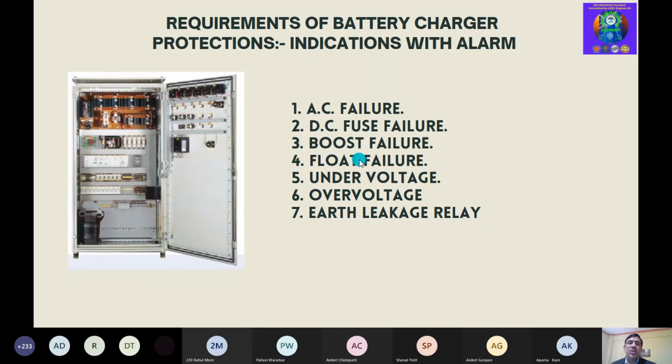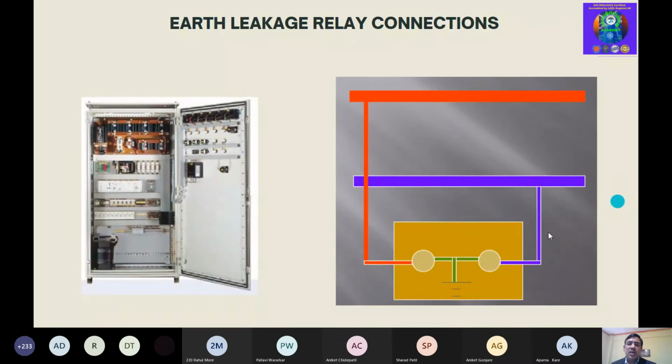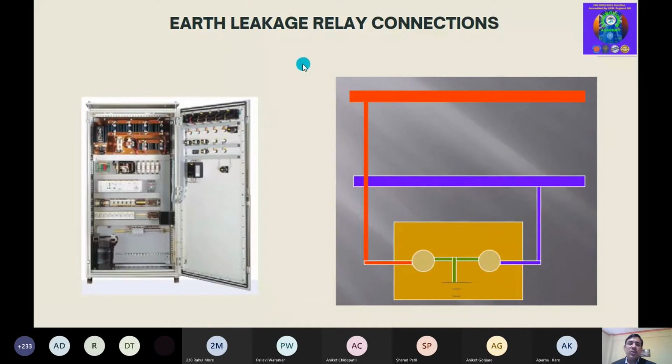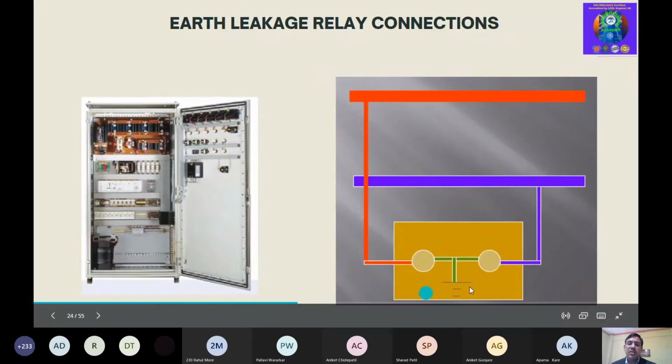Then boost and float, these are actually the modes in the charger. Float mode we generally operate in normal condition, but whenever I have to charge the battery with certain current, then I have to go for boost charging. Then under voltage, over voltage, and earth leakage for the DC leakage. So these are some of the alarms. And this is again the arrangement of that relay, how it is connected in between the positive and negative bus. So that we have shown here, the earth leakage relay. It will ensure whether your positive is earthed or negative is earthed. So you will get that indication on the panel itself.